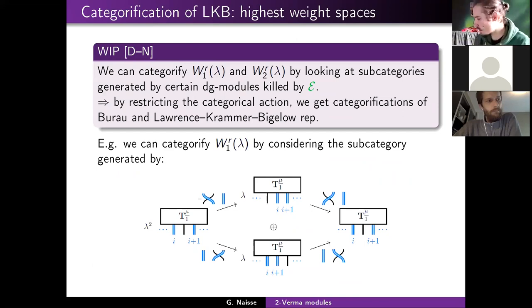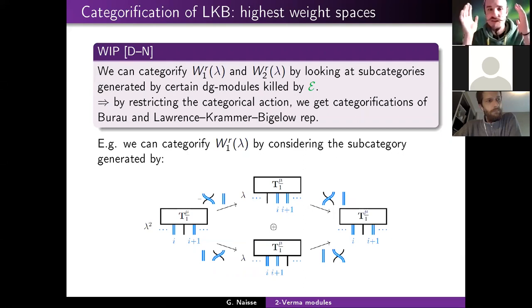So the strategy that we are using for the moment is that, instead of doing that, I look at the non-categorified level, at basis elements that generate my highest weight module. So when you have a formula, some linear combination of basis elements, I categorify this formula as some iterated mapping cone. And so this gives me DG modules. And then I can look at the subcategory generated by these DG modules. And I will take this as a categorification of my highest weight subspace.